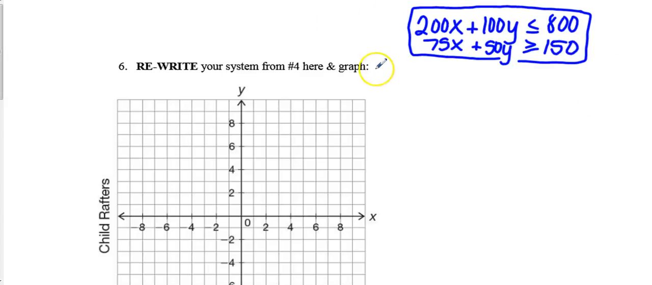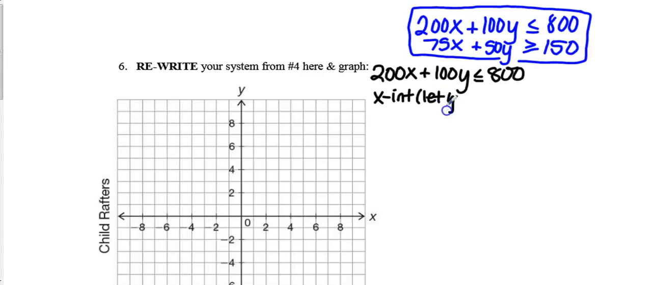So I'll take the first equation, I'll rewrite it, inequality. 200x plus 100y less than or equal to 800. I'm going to put x-intercept, let y equal 0 to remind myself how to do that. So let's do this. X-intercept, let y be 0. So that's going to be 200x plus 100 times 0 equals 800. Remember, we're solving for an ordered pair, so if you choose to set that to an equal sign, that's cool. If you want to leave it as an inequality, that's okay too.